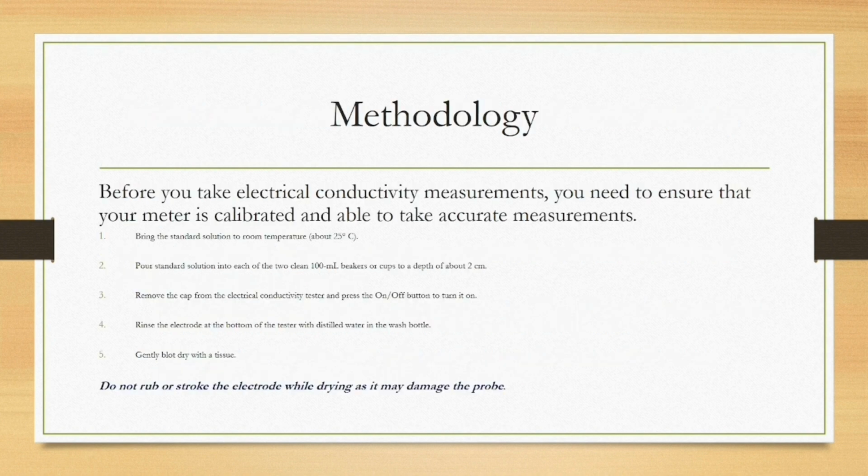Okay, now the methodology: as already discussed, we have to bring the water to room temperature, and you also need to have a clean beaker. Also, if your conductivity meter is dry, or if it is dipped in a solution, you need to remove the cap, wash it with clean tissue, and gently dry it. Make sure that you don't rub or stroke the electrode while drying, as it may damage the probe.